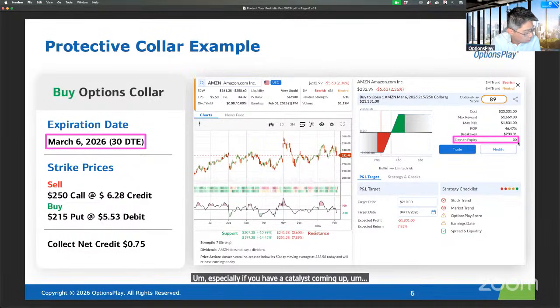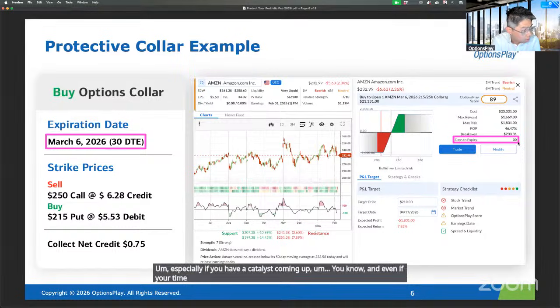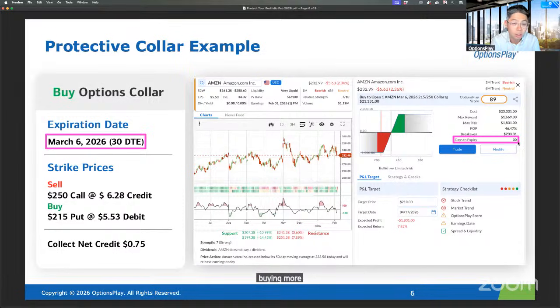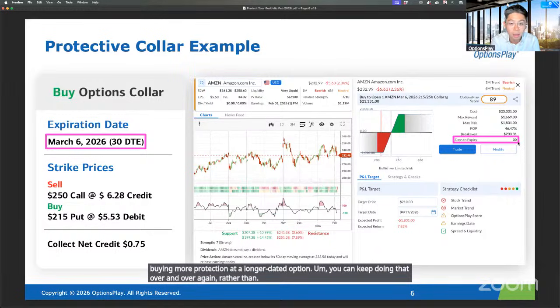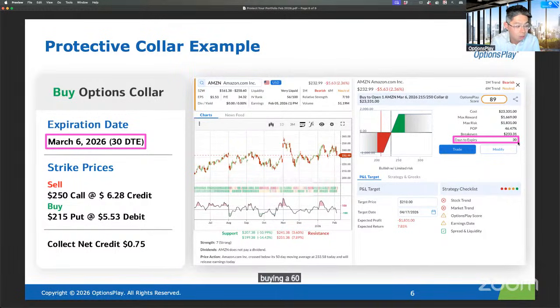And even if your time horizon is longer than 30 days, I think starting out at 30 days and then potentially rolling it, or after some time buying more protection at a longer dated option, you can keep doing that over and over again rather than buying a 60 or 90-day collar, even if you might be looking for protection, let's say over the next quarter or so.